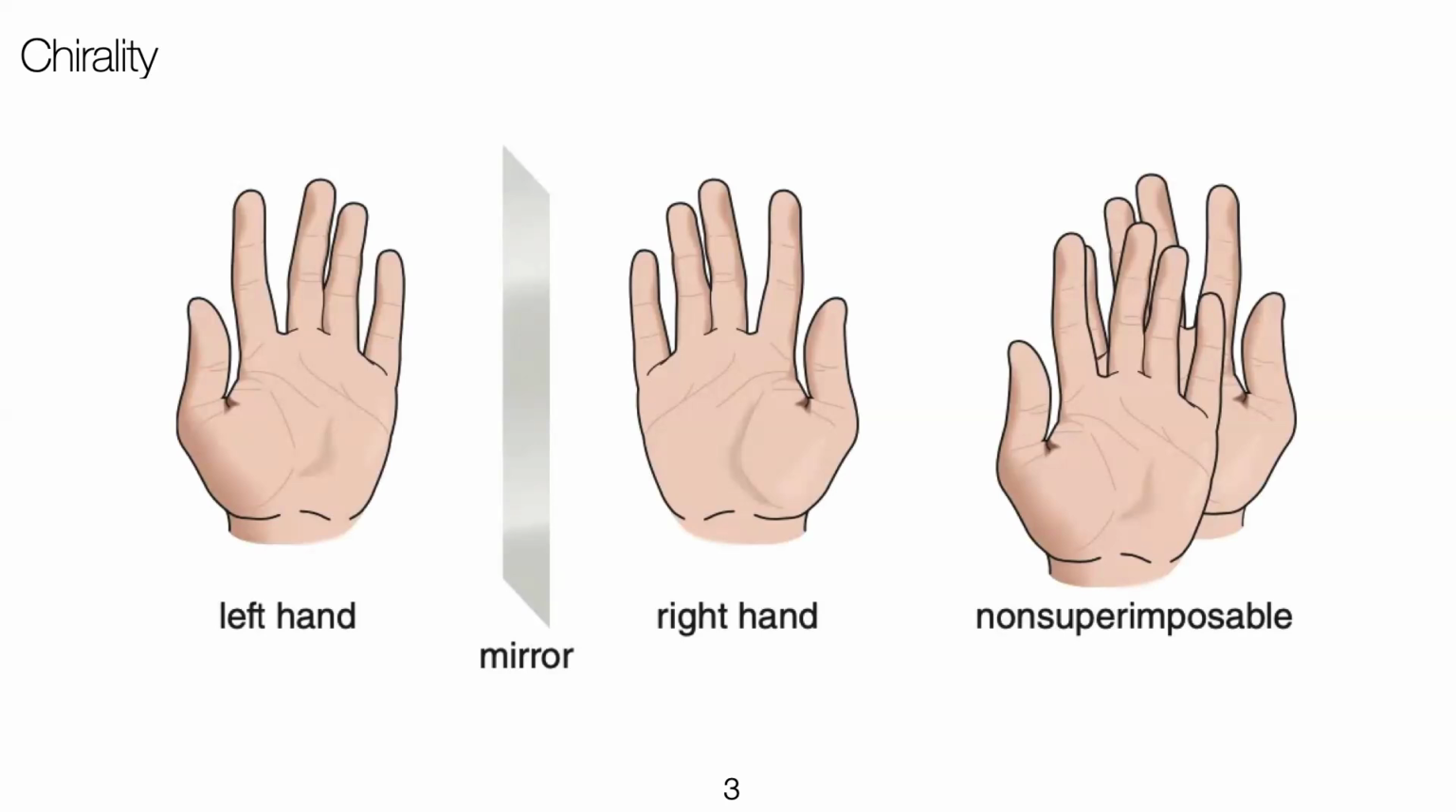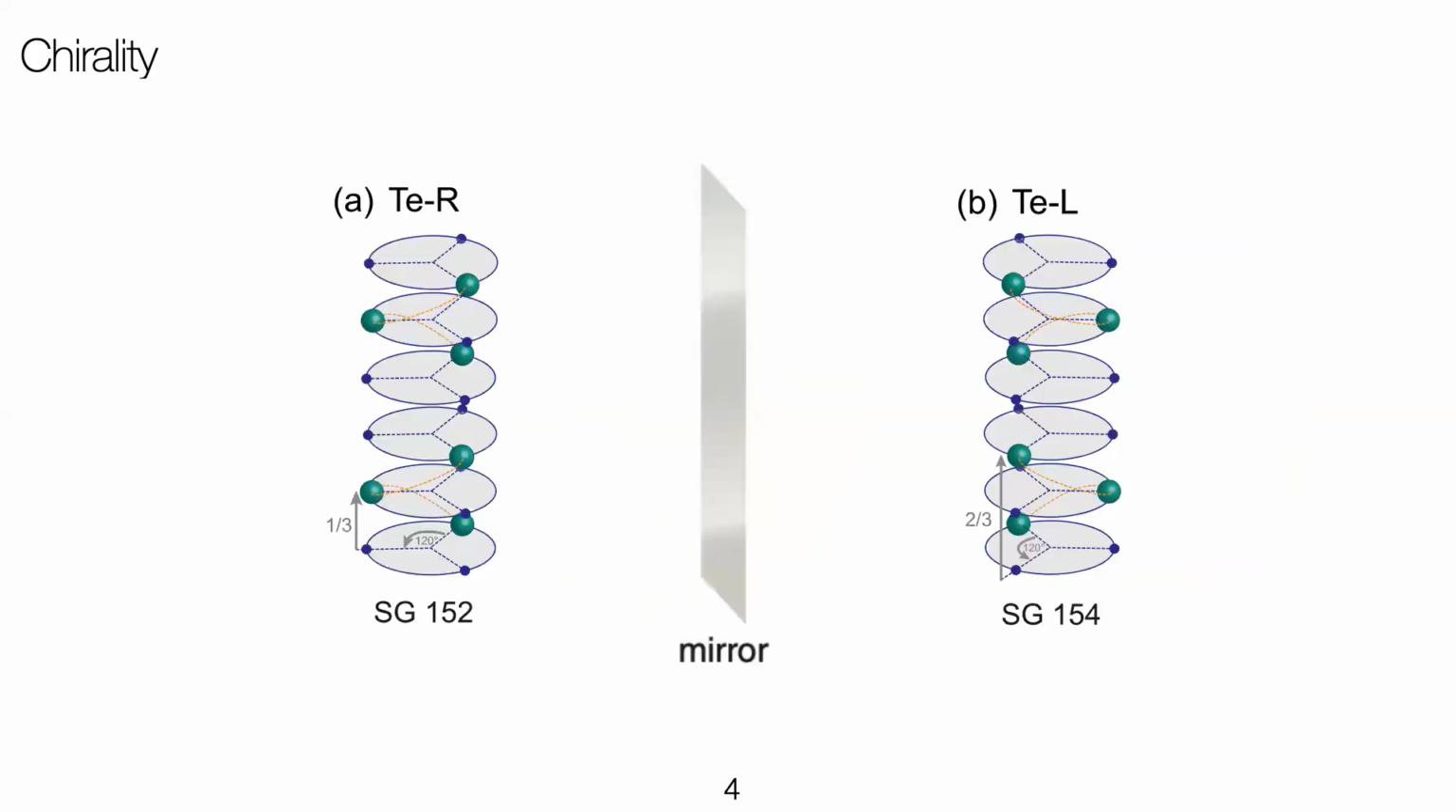Thing is, I'm a condensed matter physicist and not an orthopedic surgeon, so I don't really care about hands, but rather about crystals. And for example, we can observe chirality in crystals such as tellurium. And so this is the right enantiomer and the left enantiomer. And they belong to different space groups, but we don't really care about this for the moment. Just to say that this also exists in the realm of condensed matter.